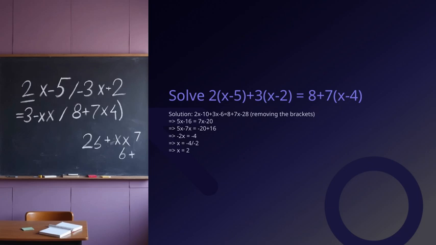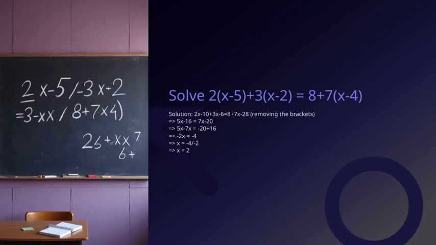The equation now reads 2x minus 10 plus 3x minus 6 equals 8 plus 7x minus 28. Combining the x terms on the left, 2x plus 3x gives 5x, and on the constants, minus 10 minus 6 results in minus 16. So the left side simplifies to 5x minus 16. On the right, 8 minus 28 combines to minus 20, so the right side is 7x minus 20.